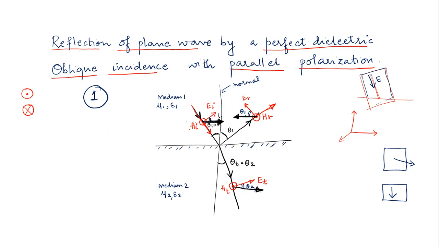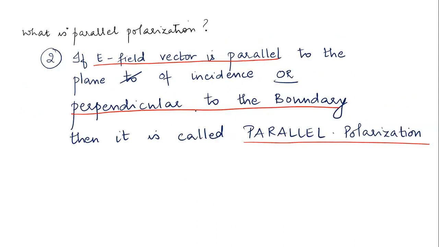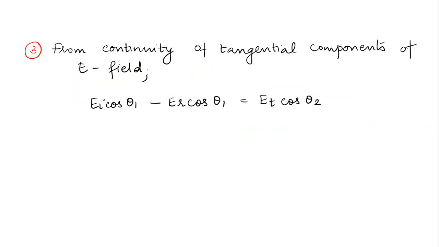So this is EI cos theta 1, right? What is this line? This is ER cos theta 1. What is this line? This is ET cos theta 2. So two are going in the right direction. One is going in the left direction. So that is what we have done. We are just saying EI cos theta 1 plus ET cos theta 2 is equal to ER cos theta 1. So two are going right, one is going left. The same thing, I have just rearranged it here.